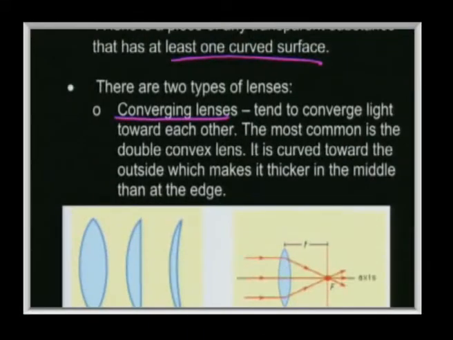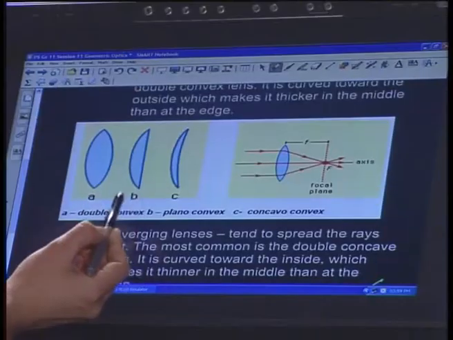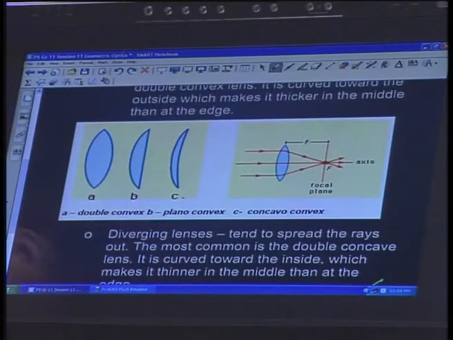Now, if we look at the properties, converging lenses tend to converge light rays towards each other. This means that they bend the light rays so that they meet at a specific point beyond, or behind, the lens in this case. If we look at them, we will see that we have three different types of lenses, and that pertains to the shape that we have.